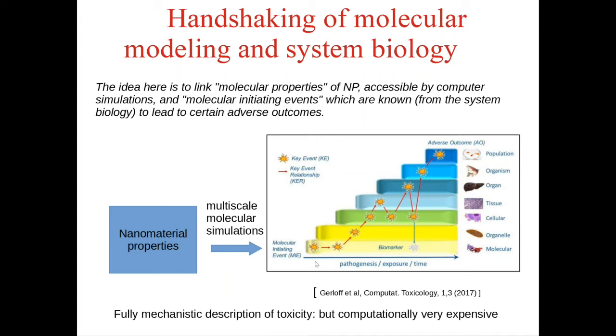Examples of such events can be corona formation, membrane wrapping or membrane permeation by nanoparticles, or sensing of the nanoparticle by receptors. So these are all examples of possible molecular initiating events. And this connection gives, in principle, a fully mechanistic description of toxicity. But of course, this is computationally expensive, because it is still a very long computation to model all the way up to the events which we call molecular initiating events.